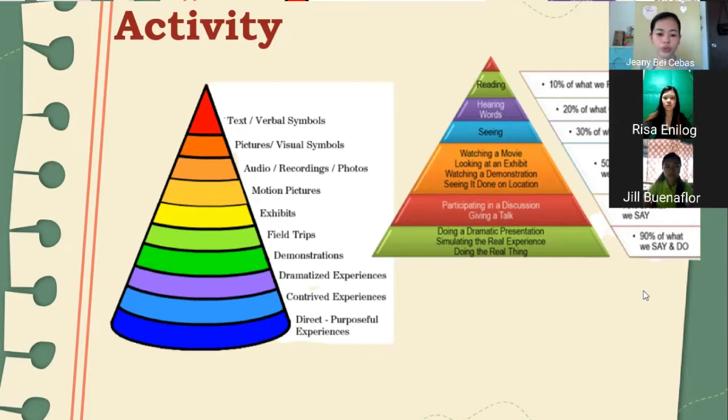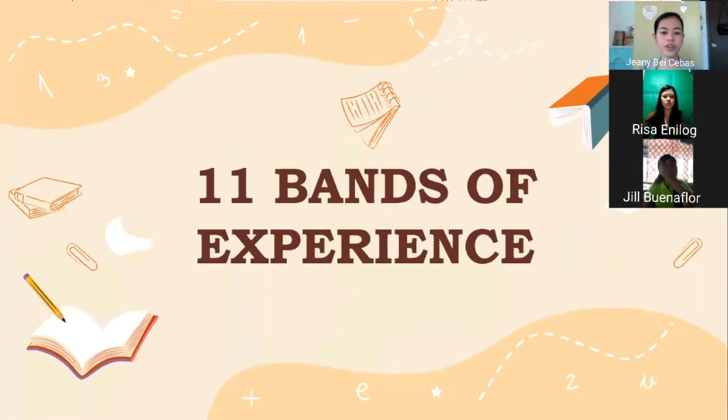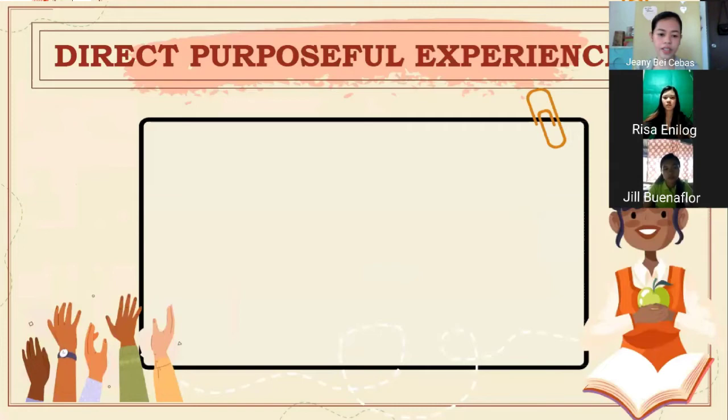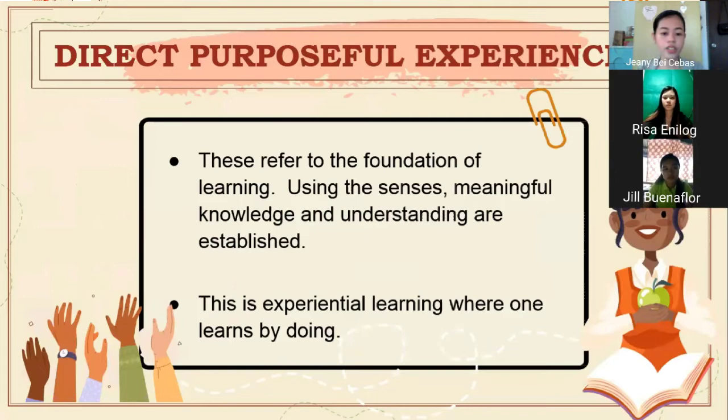Okay, next. So now to better understand the 11 bands of experience, let me further discuss the bands of experience. So first, let's have the direct purposeful experiences. So what do you mean by this? So these are the first-hand experiences which serve as the foundation of learning. So in this level, more senses are used in order to build up the knowledge. Also at this level, the learner learns by doing things by him or herself. So learning happens through the actual hands-on experiences.